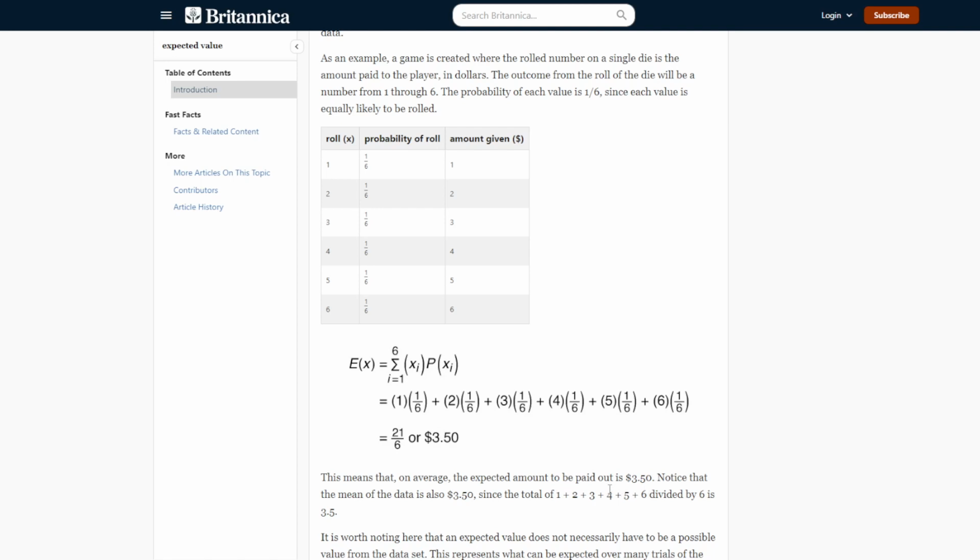Notice that the mean of the data is also $3.50, since the total of 1 plus 2 plus 3 plus 4 plus 5 plus 6 divided by 6 is 3.5. They're basically roughly one and the same. So now that we know how that works, let's go back to the Atlas Earth screen.